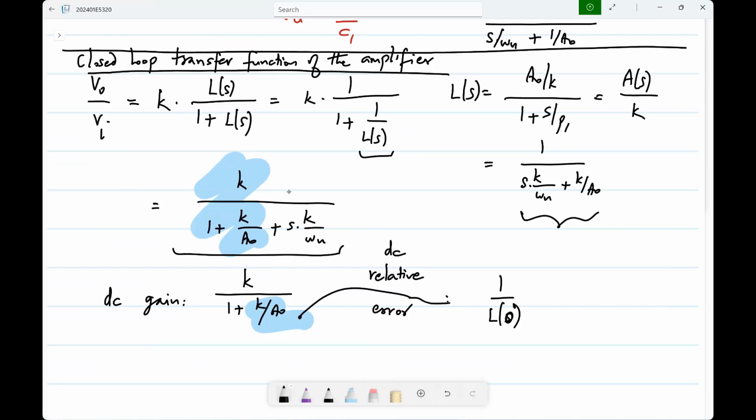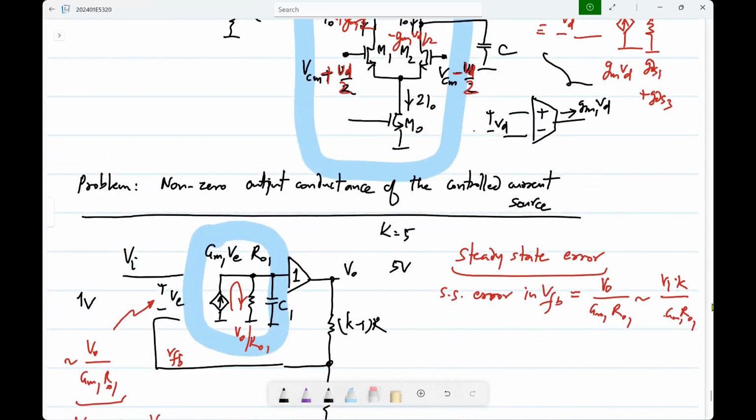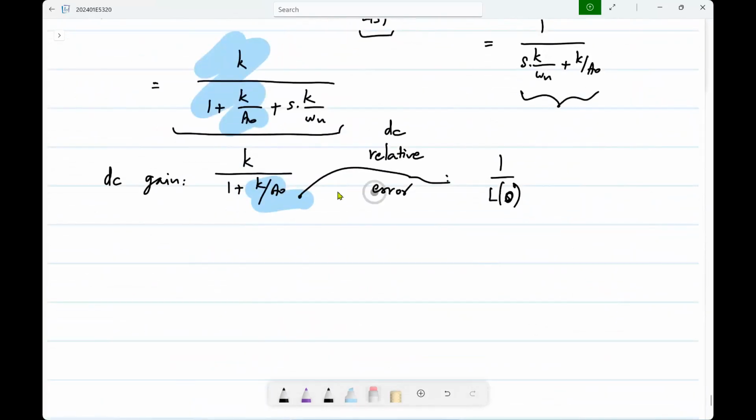Okay, and this works at individual frequencies also. If the loop gain is changing with frequency, at different frequencies you will have different sort of virtual short voltages. And if you have very high loop gain at some frequency, you will have a small voltage. Okay. So this we saw already here, right? So we saw that the error in VFB, basically this VE is VI times K by GM1 RO1. That is VI times K by A naught. So that's the relative error that you see here also.